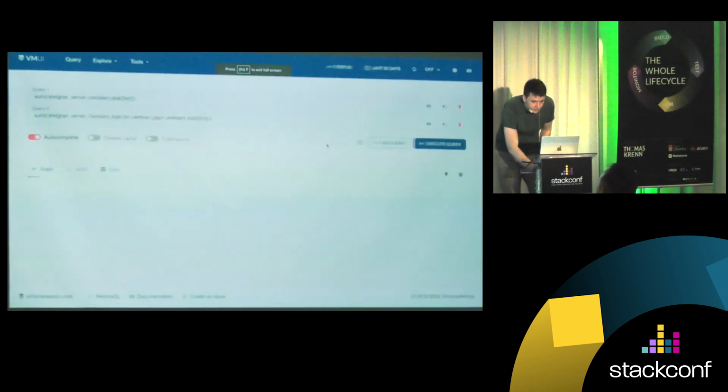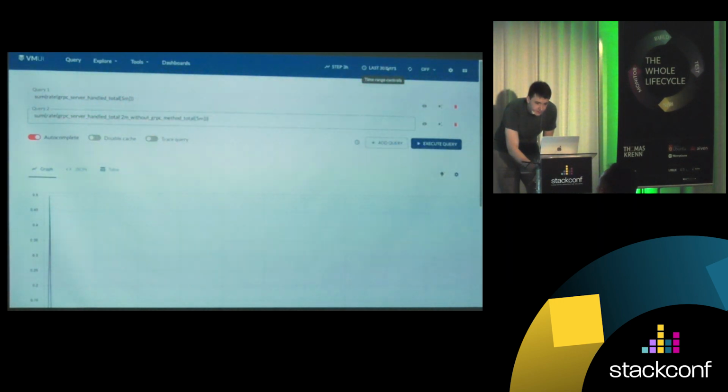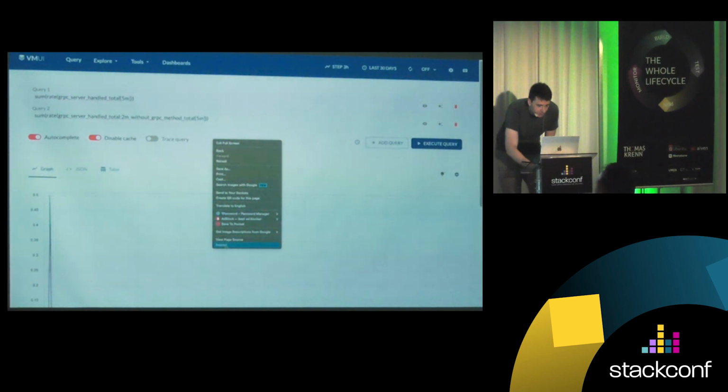So let's try the demo again. So we have two queries here. We use 30 days. Let's disable cache first. And so the first query is over the raw data samples, and the second query is over this new metric name generated by VM Agent. Let's see how much time it takes.